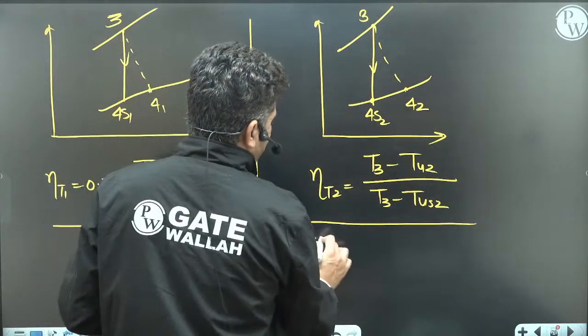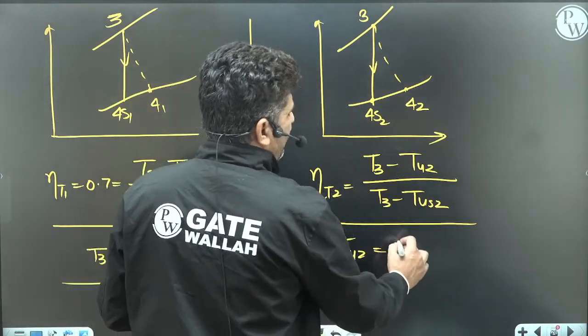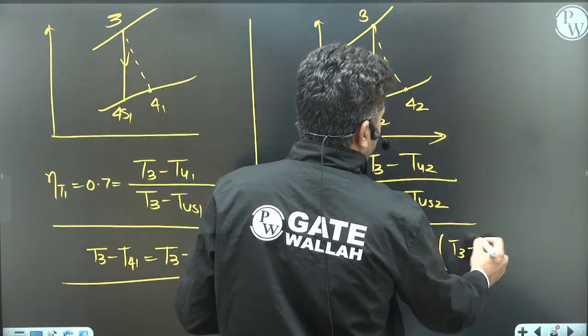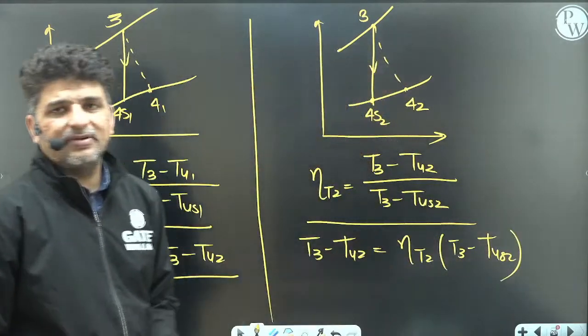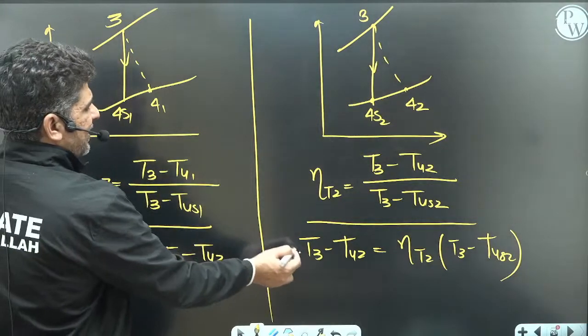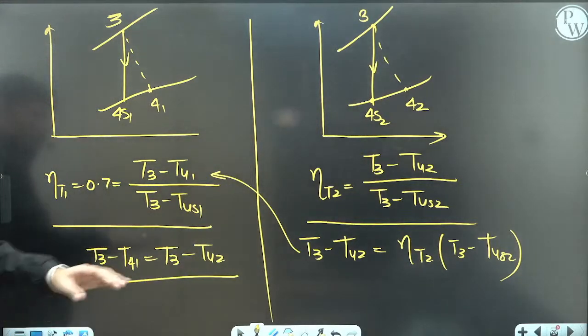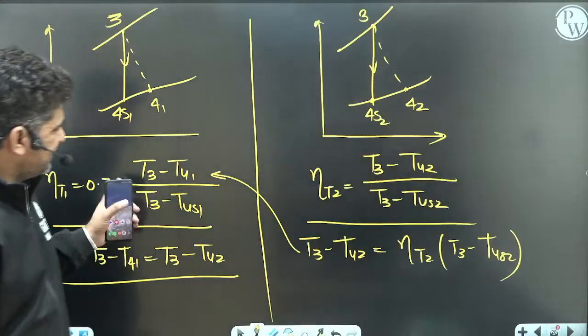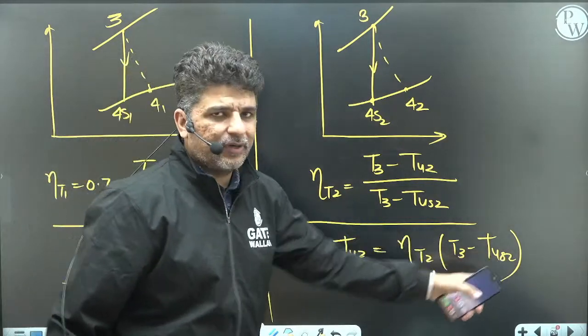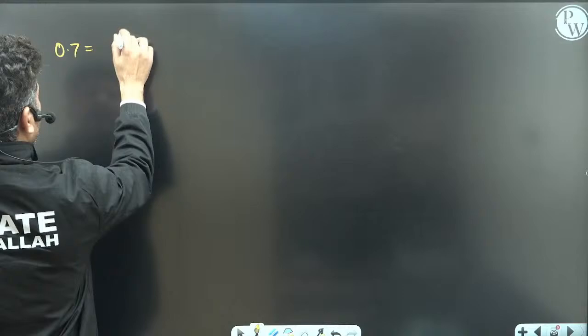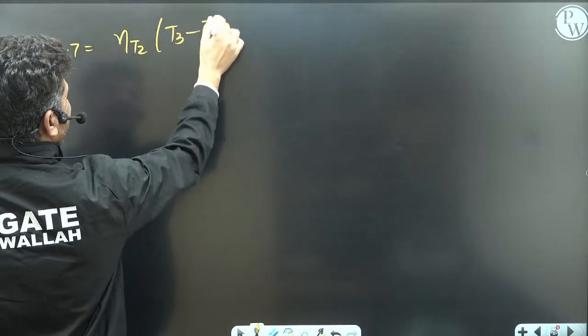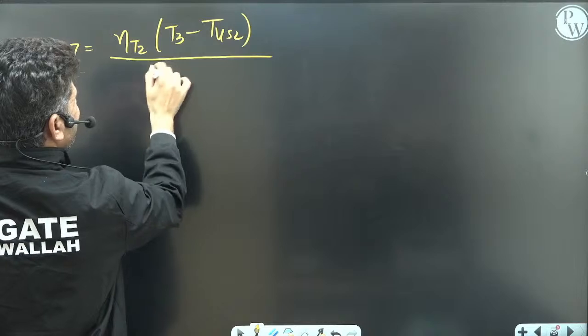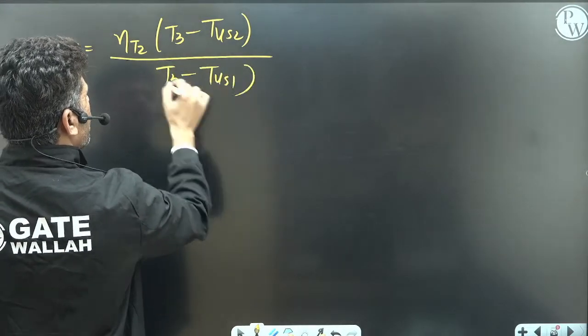So from here can you calculate? T3 minus T42 will be the efficiency of turbine 2 multiplied by T3 minus T4S2. So you can replace this over here, T3 minus T42, whatever value you are getting. So you see, the efficiency in the first case, 0.7, is equal to T3 minus T41, which will be equal to η_T2 into (T3 minus T4S2) divided by (T3 minus T4S1).